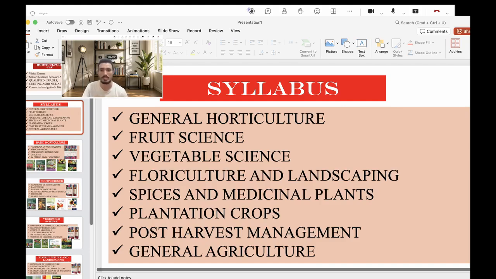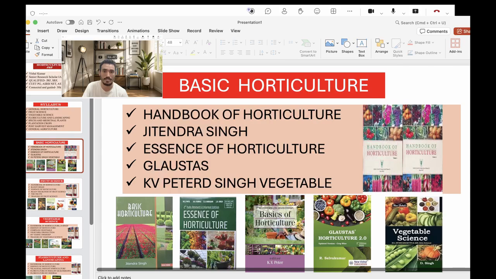The first one is General Horticulture. Then we have Fruit Science, Vegetable Science, Floriculture and Landscaping, Spices and Medicinal Plants, Plantation Crops, Post Harvest, and General Agriculture. Starting with basic horticulture, there are majorly 5 to 6 important books which are very important before going to deep or advanced topics like fruits and vegetables.